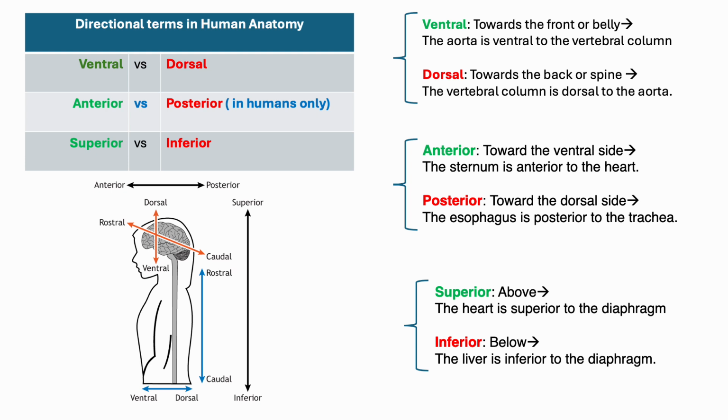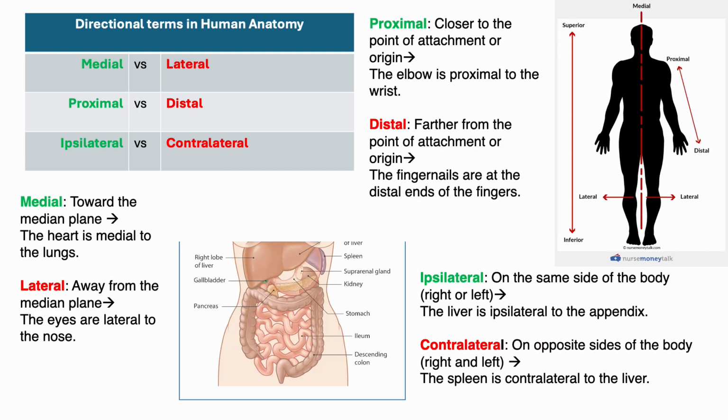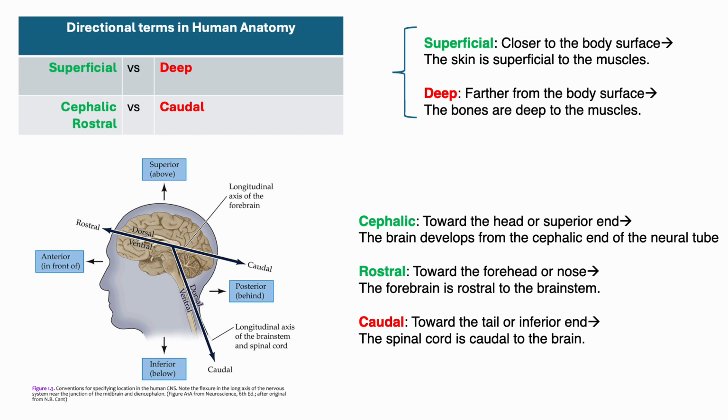So here I have some examples of the directional terms in more detail with examples. More examples here of all the terms you should be familiar with. So ipsilateral on the same side of the body. The liver is ipsilateral to the appendix. Contralateral means on opposite sides of the body. So the spleen is contralateral to the liver.